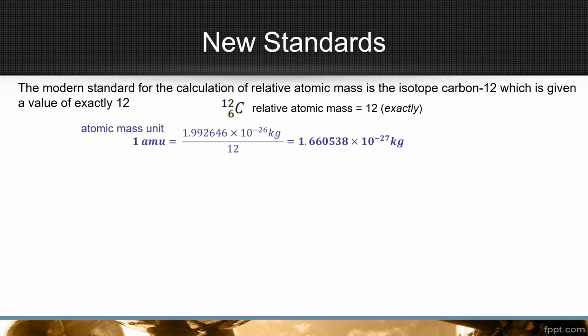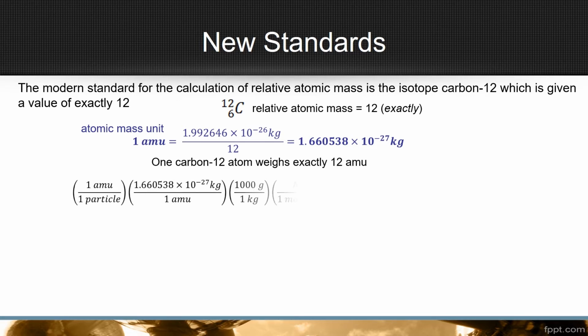This mass unit is defined by taking the actual mass of a single carbon-12 atom, 1.992646 times 10 to the minus 26 kilograms, and dividing it by 12. And we call the resultant mass an atomic mass unit, or an AMU for short. Another way to think about it is that we have established, by convention, that one carbon-12 atom should weigh exactly 12 AMU.